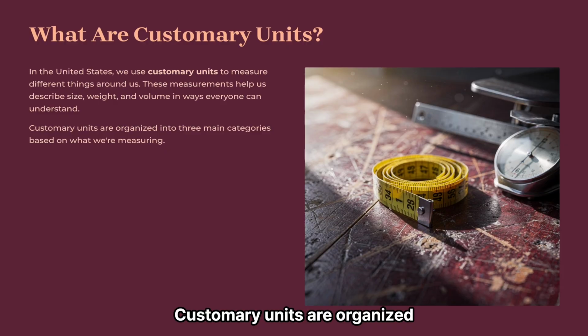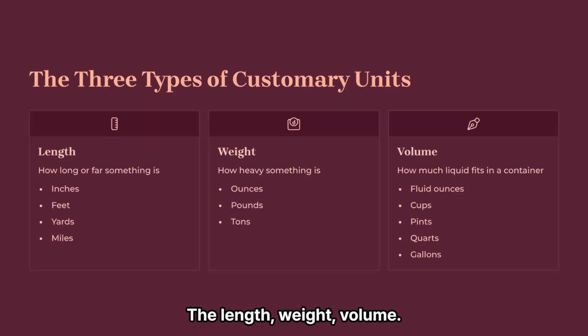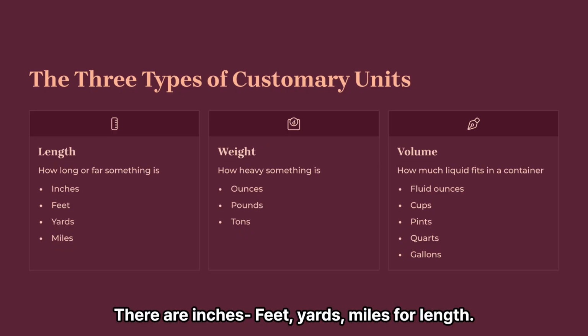Customary units are organized into three main categories based on what we are measuring. These are the three types of customary units: length, weight, volume. The length is how long or far something is. There are inches, feet, yards, miles for length.